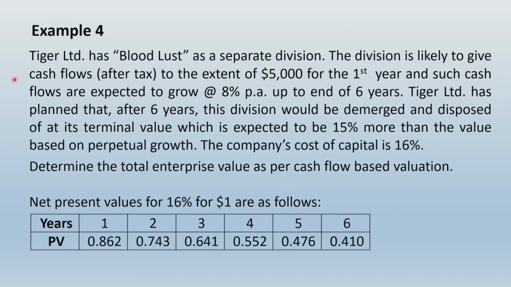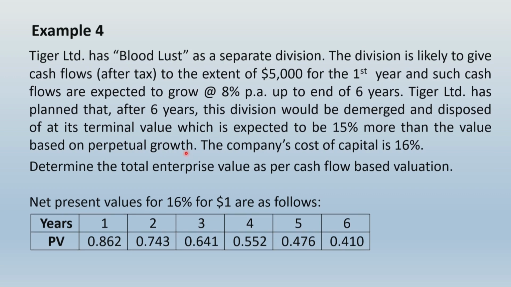example 4. It says Tiger Limited has Bloodlust as a separate division. The division is likely to give cash flows after tax to the extent of $5,000 for first year, and such cash flows are expected to grow at 8% per annum up to end of 6 years. Tiger Limited has planned that after 6 years, this division would be demerged and disposed of at its terminal value, which is expected to be 15% more than the value based on perpetual growth.